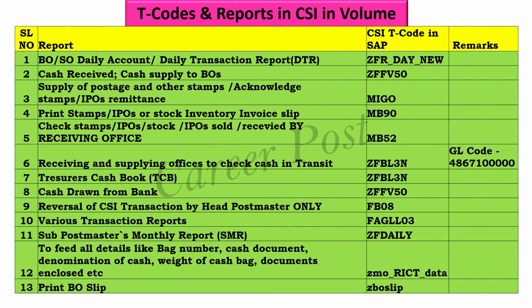Next one is print BO slip. To print a BO slip, that is ZBO slip. That is the T code. So take a screenshot and try to memorize these things. A question may come from this also.